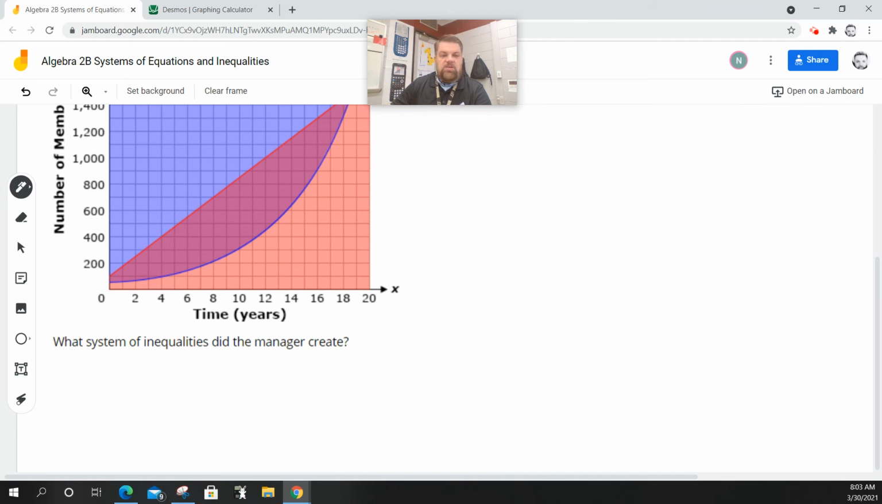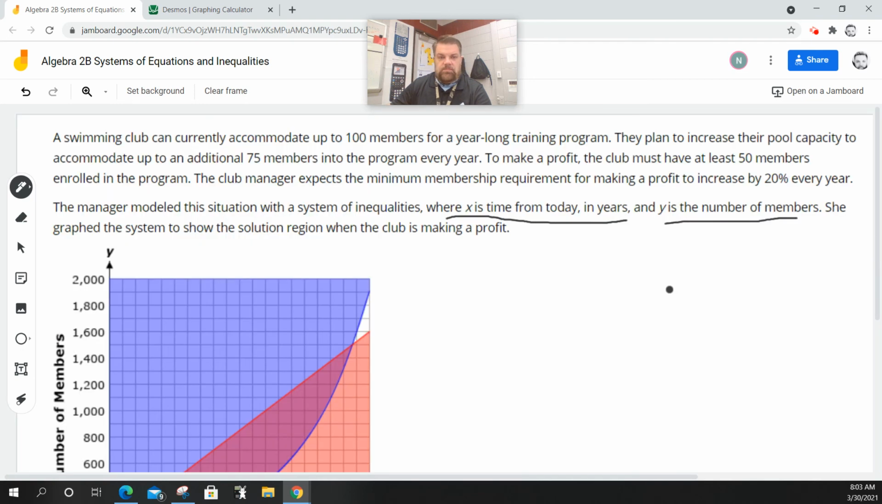So there's a linear function and there's an exponential function. Now the linear function says she's supposed to do 100 members for a year-long training program. Their plan is to increase the capacity by 70 members per year. So 100 members, right? They're going to try to accommodate up to 100 members and then increase 75 per year.